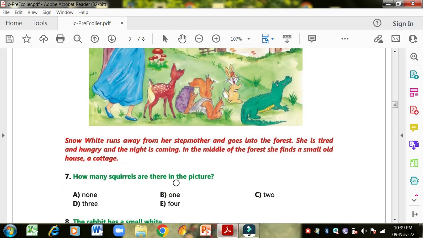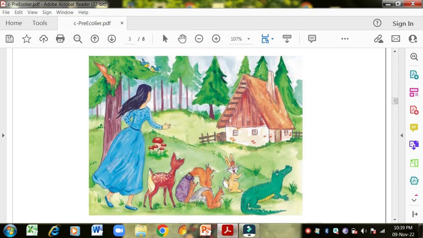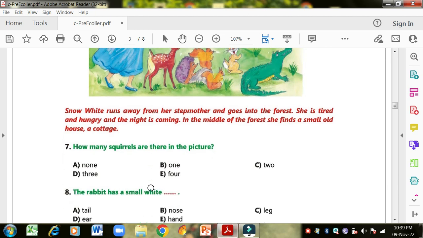How many squirrels are there in the picture? Now you have to count the squirrels very carefully. See here, this is a crocodile, this is a rabbit, this is one squirrel, second squirrel. Let me mark it, one squirrel. This is the second squirrel. Now this is not a squirrel, it's a hedgehog. Okay, it's a deer. This is Snow White. And here you can also see a squirrel on the tree. So how many squirrels are there? There are 3 squirrels. So the answer is 3.